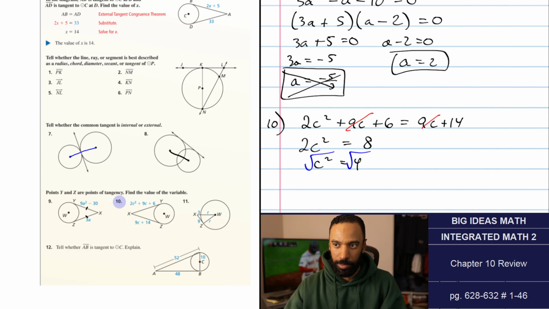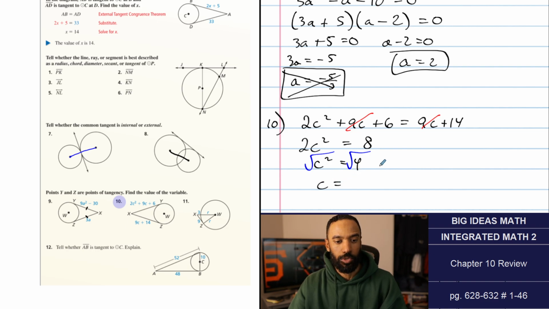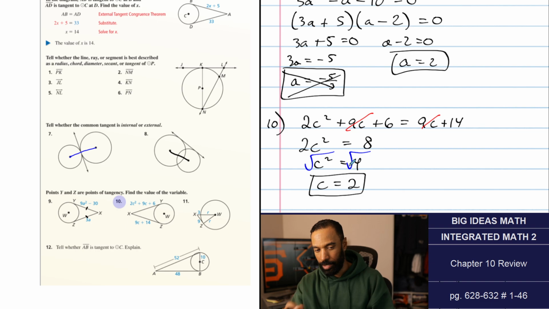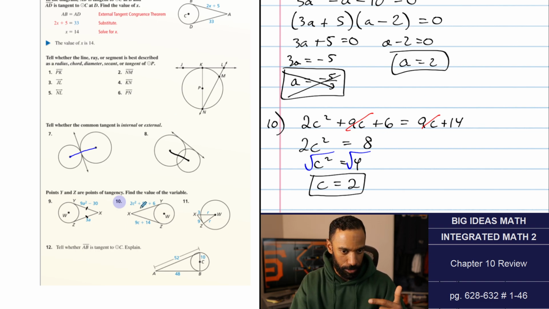Now, in this case, you would generally get c equals plus or minus 2, but 2 is the only one that can apply. -2, once again, would give you a negative value, a negative length. You must have a positive length. It cannot be negative or 0.